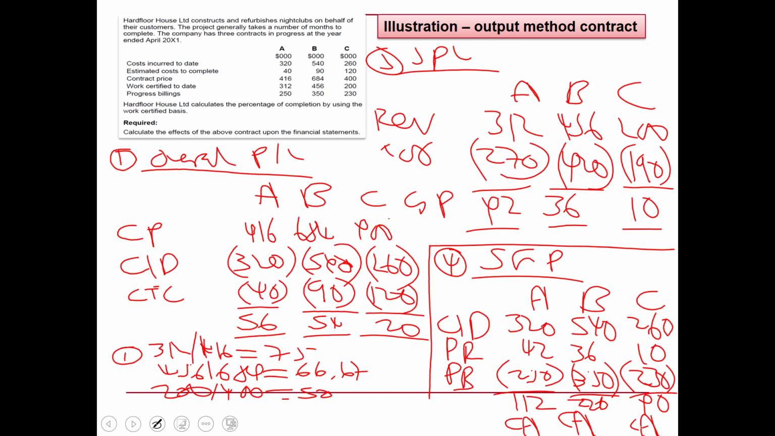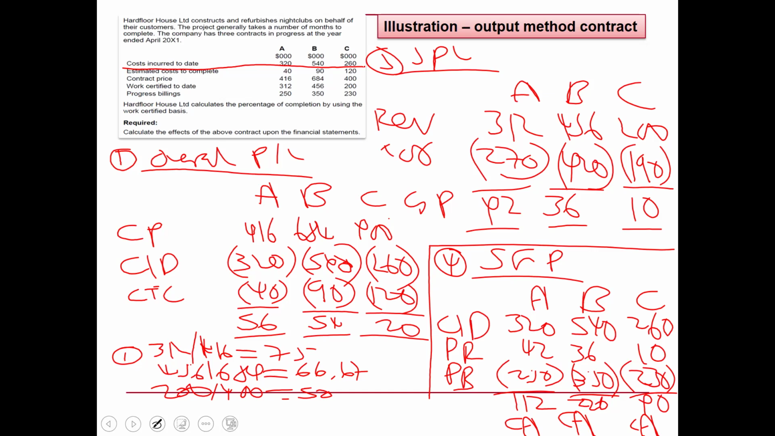So there are certain instances or certain questions where the costs incurred to date are not given as a single figure. Like in this case, the costs incurred to date are given as single figures. In some questions, you may actually be given a number of expenses. So for example, we have incurred wages and salaries of so much, we've incurred electricity bills of so much, we've incurred raw materials of so much. You simply add them, you get the total, that's your cost incurred to date.